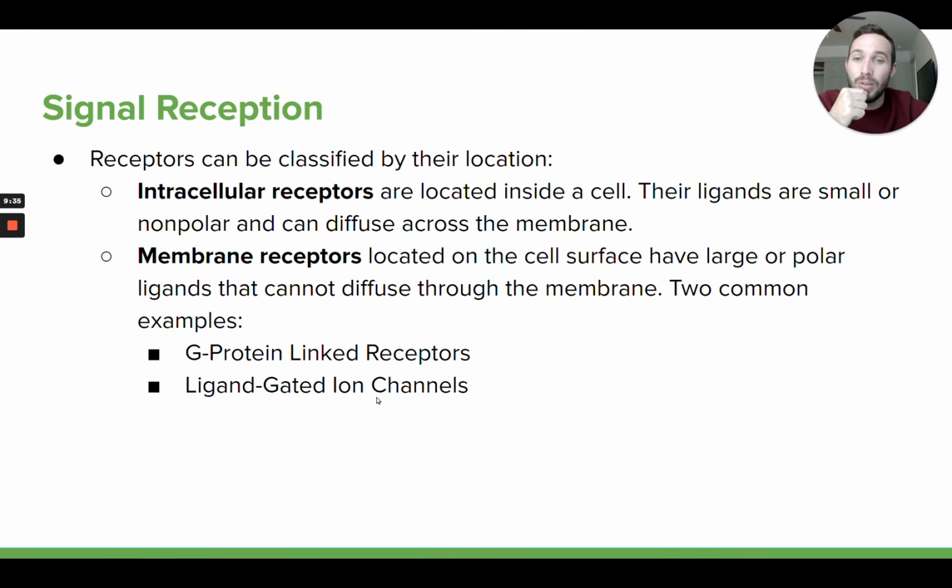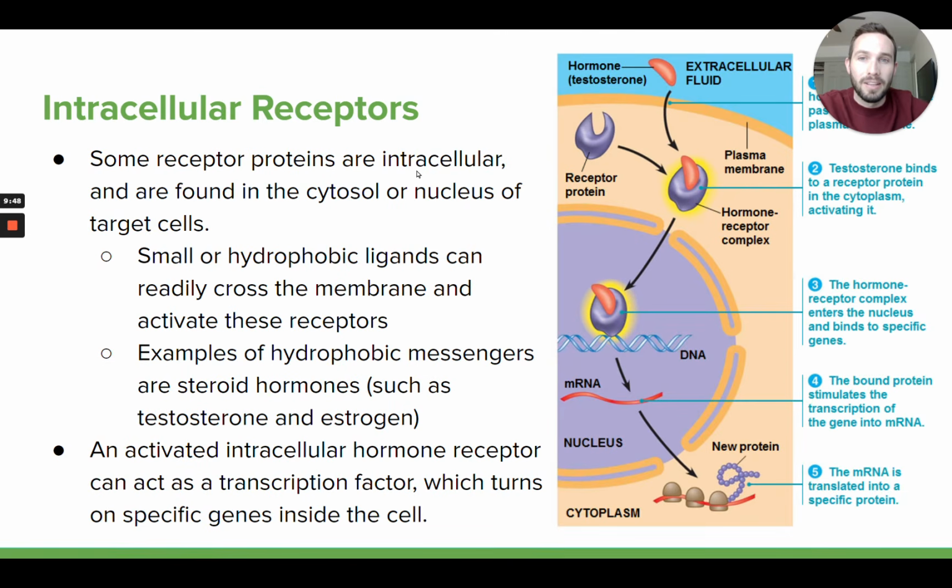And there's two types of membrane receptor proteins that we're going to look at in this class, at least. There's a lot of different types, but these are two examples that you should know for this class, which we'll get to in a second. But let's start with intracellular receptors. So here's just a quick example of what that might look like.